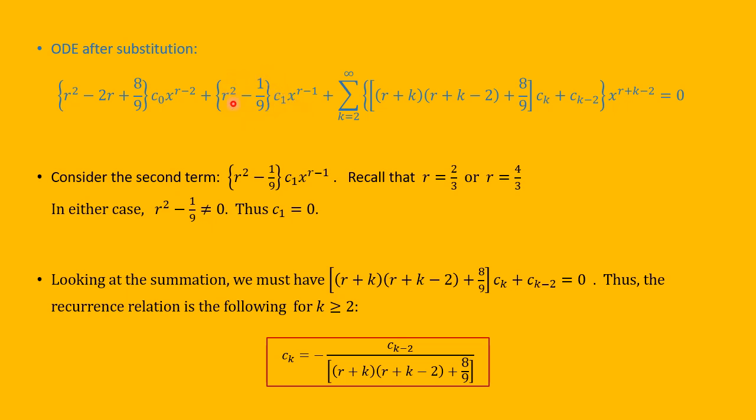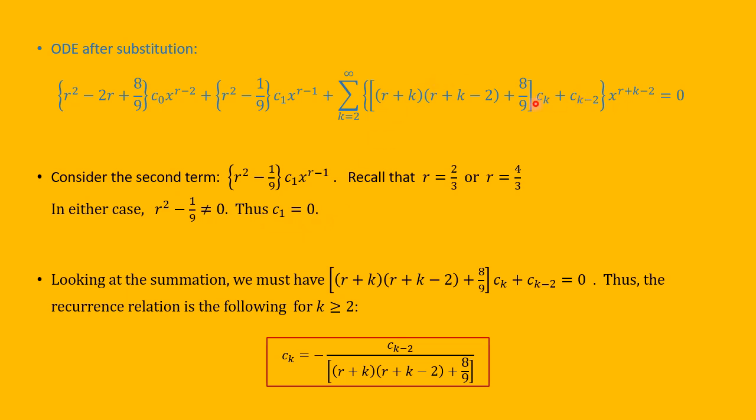This coefficient of x to the r minus 1, including the c sub 1, has to be 0. But if you look at this for a minute, we're looking for solutions to the differential equation. So we know that for a solution, r either has to be 2/3 or 4/3. And in both of those cases, r squared minus 1/9 is not equal to 0. So what we have here is, in both cases, a non-zero factor times c1 has to be 0. And that forces c1 to equal 0.